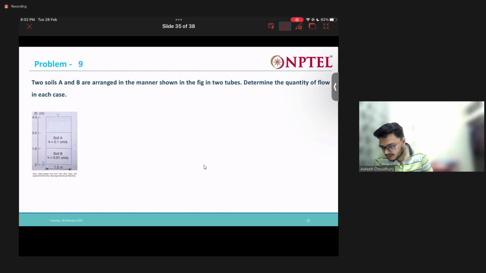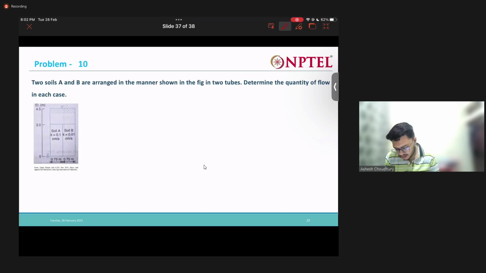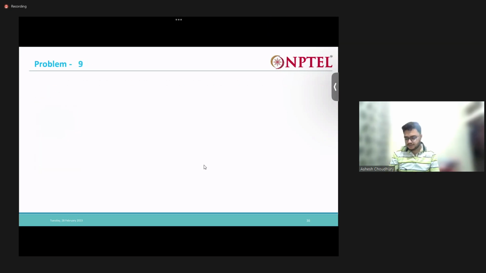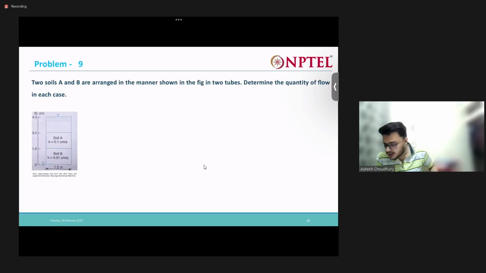Now let us go to this problem. This is the last one. Two problems were there. In this problem, two soils, A and B, are arranged like this, to determine the quantity of flow. Obviously flow is occurring this way. We need to determine the quantity of flow. This is very simple.